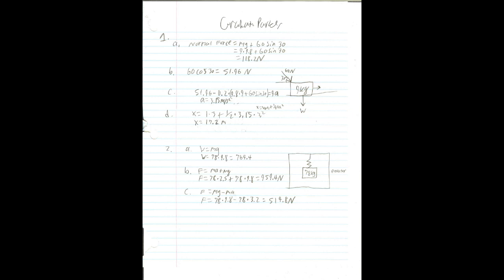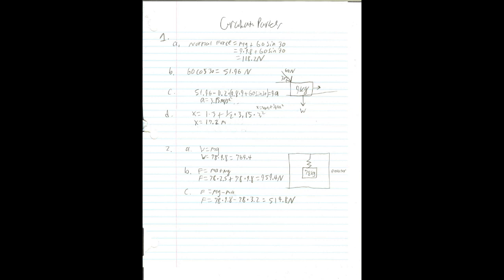764.4 newtons. Now B says, what will the scale read when the elevator is accelerating upward at 2.5 meters per second squared? So what you do is you do the weight plus ma, and you get F equals 78 times 2.5 plus 78 times 9.8, which equals 959.4 newtons.